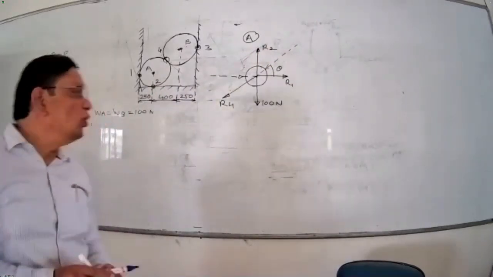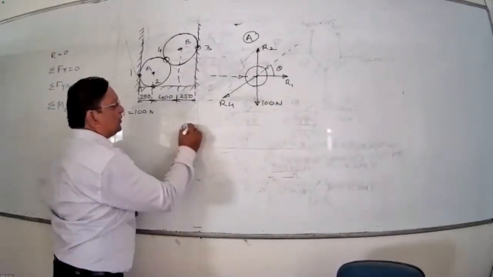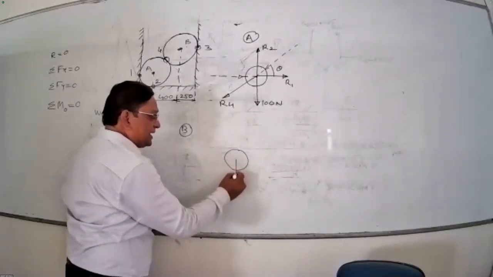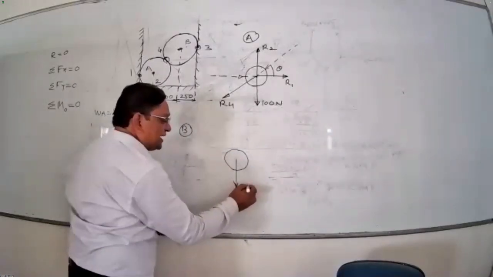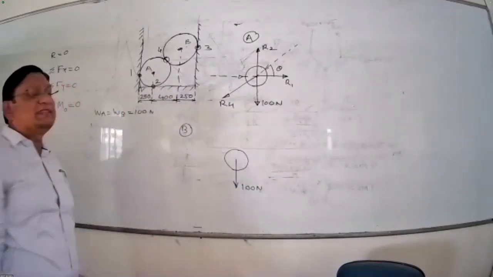Similarly, go for the free body diagram of cylinder B. If I draw the free body diagram of cylinder B, the weight of cylinder B is again the same, which is given to me as 100 Newton. Because in the question itself it is given that both the cylinders' weights are the same.